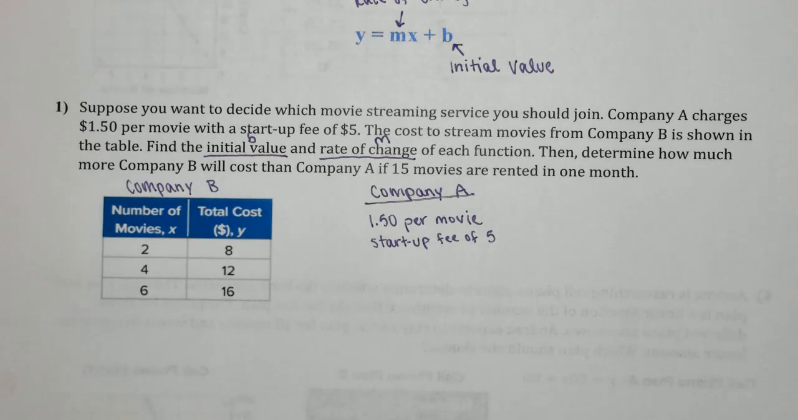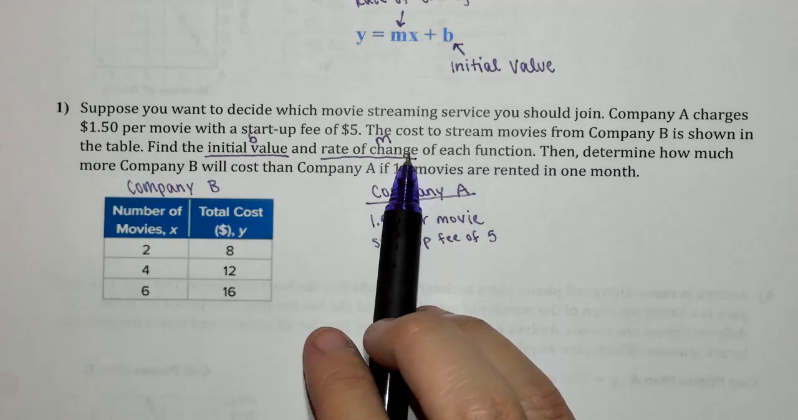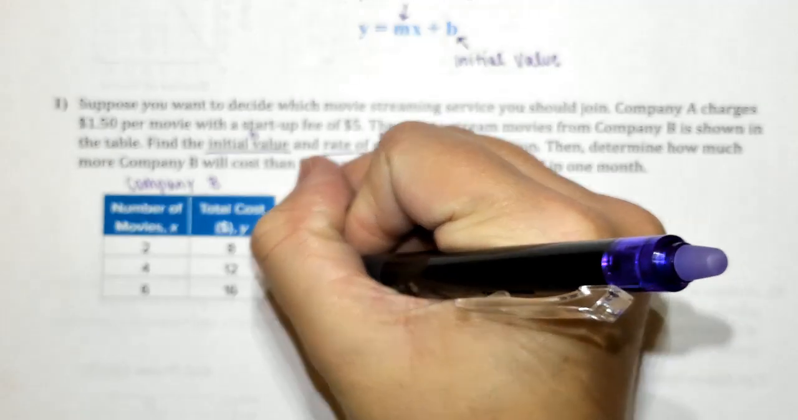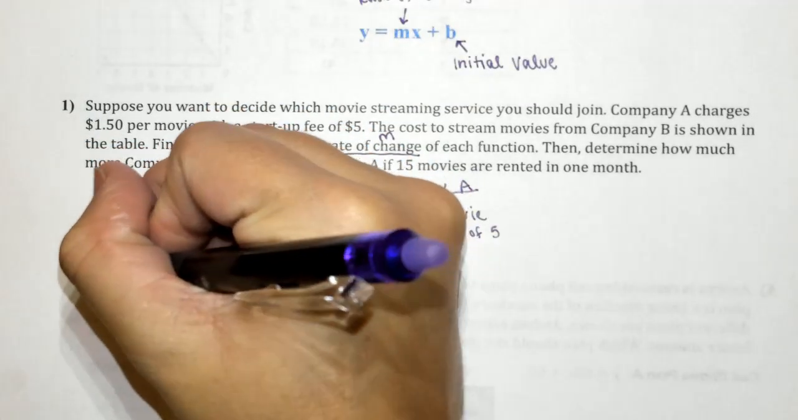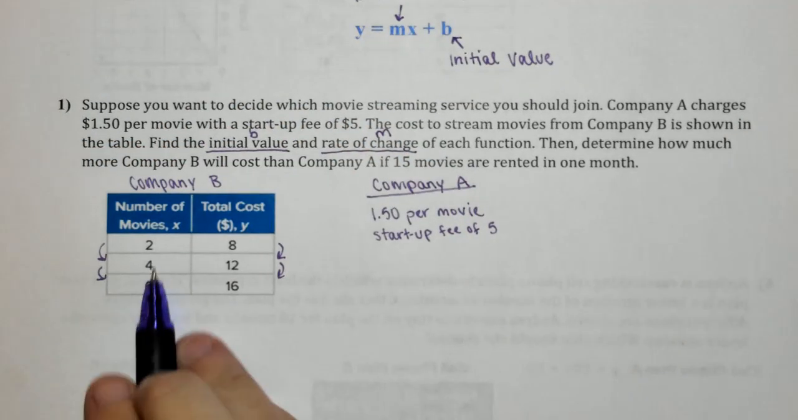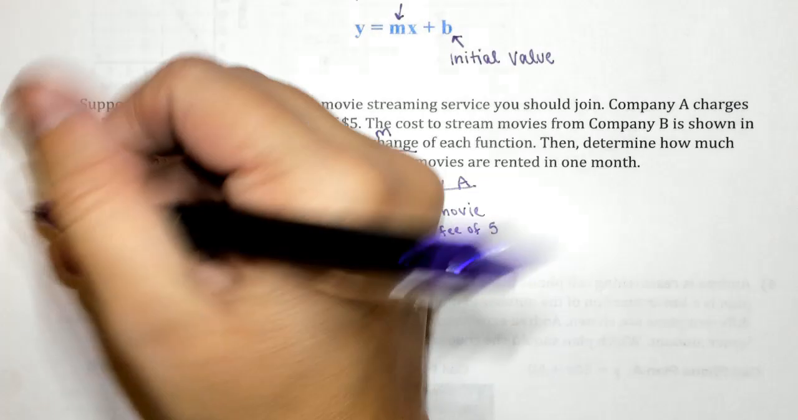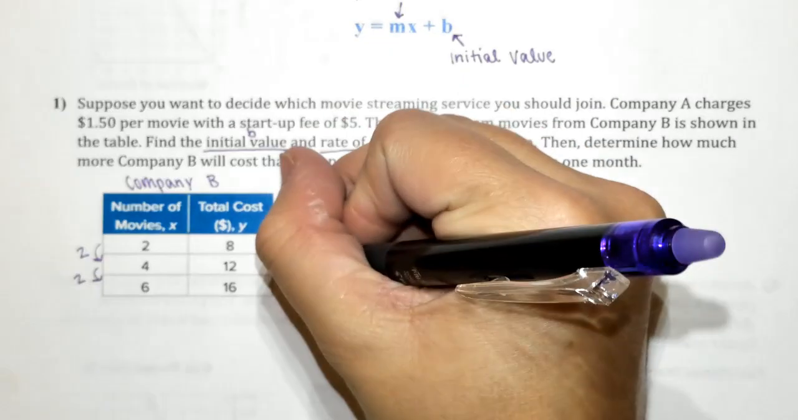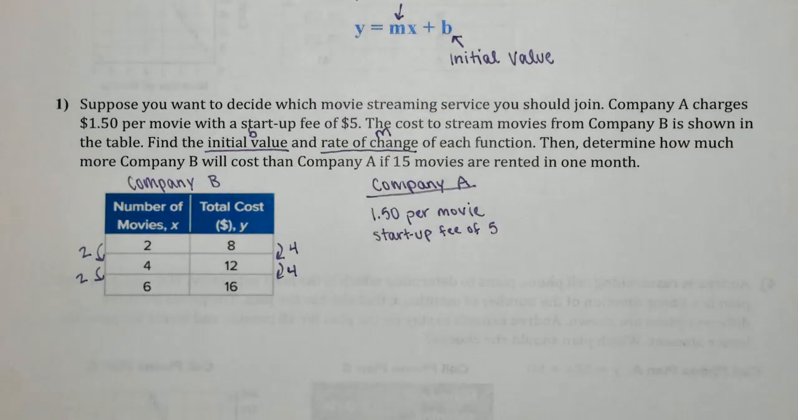I'm going to start with Company B. We actually did this in Module 4. The rate of change is the same as our slope. The way that we found slope was by doing these little jumps and seeing how our values are changing. Over here, we're going from 2 to 4, which is an increase of 2, and 4 to 6, which is also an increase of 2. 8 to 12 is an increase of 4, and 12 to 16 is also an increase of 4. Same numbers, so that works.